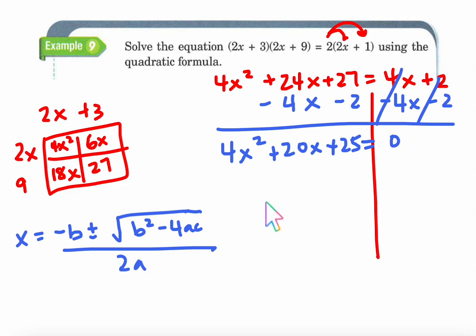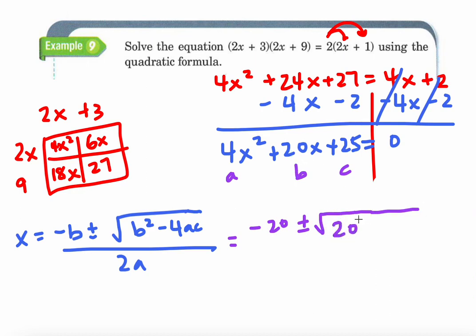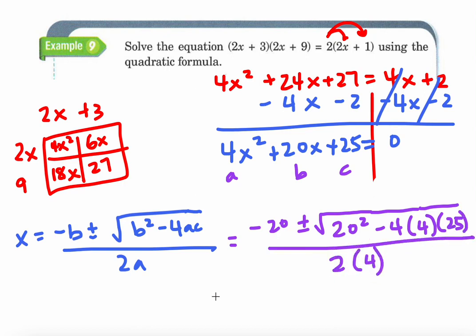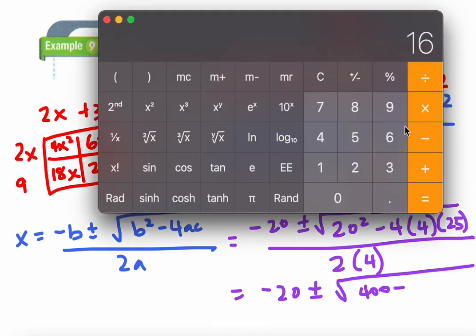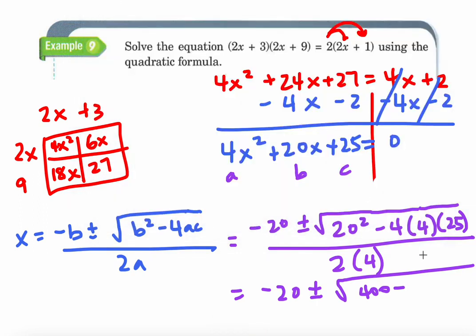Let's change to a different color. So it is negative 20, because that's our b, plus or minus the square root of b squared, that's 20 squared, minus 4 times a, which is 4, times c, which is 25, all over 2 times a, which is 2 times 4. Equals negative 20 plus or minus square root of 400 minus, let's see, 4 times 4 is 16. 16 times 25 is 400. Ooh, I like that. I like that a lot. All over 4 times 2 is 8.